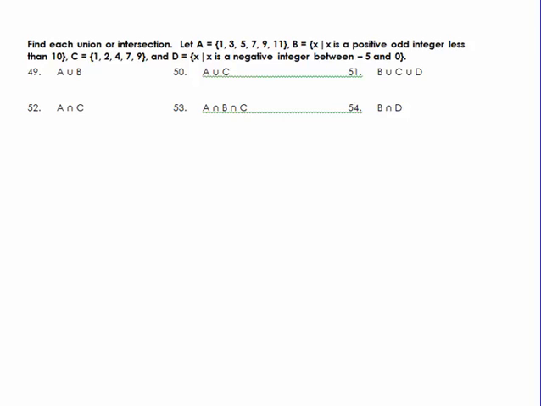Here I'm going to do 49, 50, 52, and 53. I want to make sure we know unions and intersections really, really well. So before I do too much, I want to make sure we know that this stands for union.